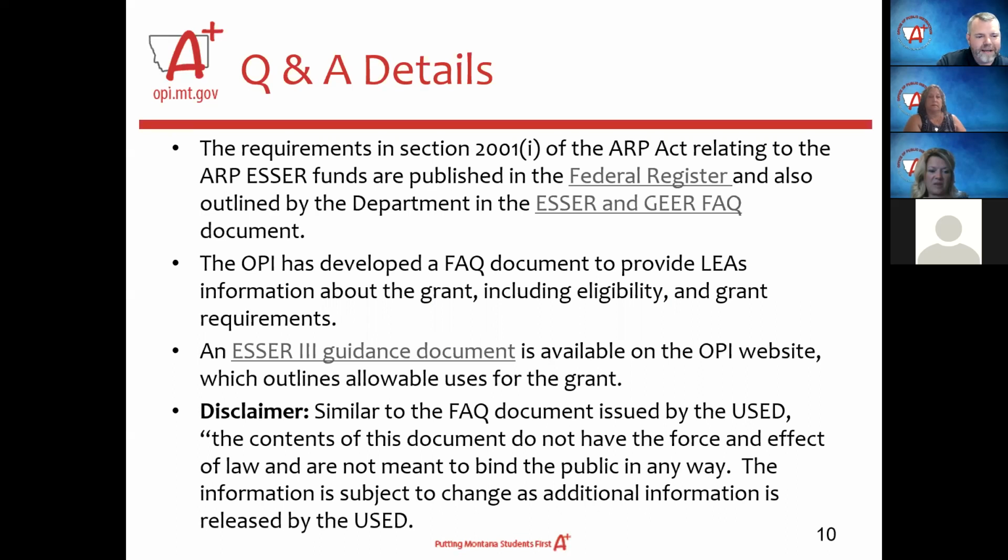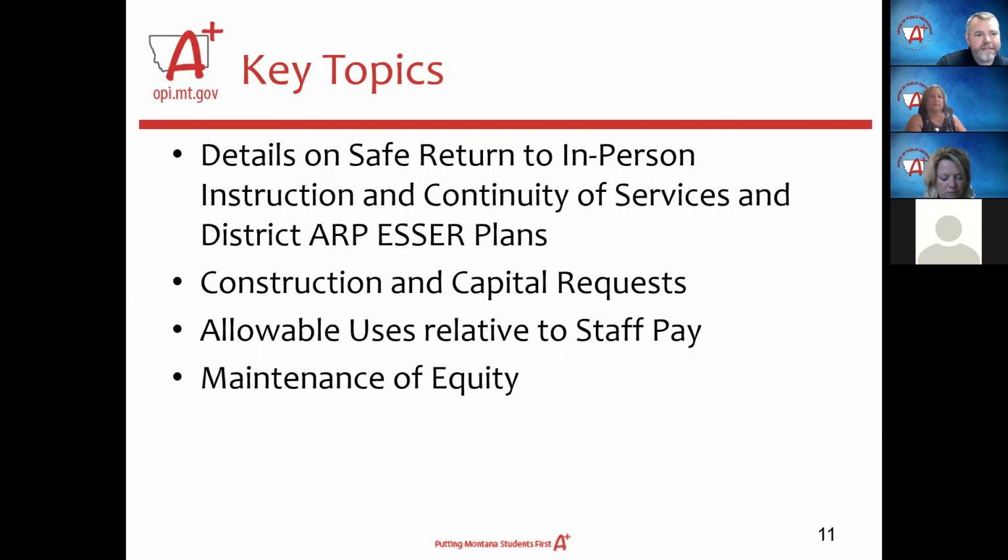We will just submit the disclaimer here, similar to the FAQ document that was issued by the Department of Ed. The contents of this document do not have the force and effect of law, and are not meant to bind the public in any way. The information is subject to change as additional information is provided by US Ed. Some of the key topics that we will be answering today are details on safe return to in-person instruction, continuity of service, and district ARP ESSER plans. We're getting lots of questions around construction and capital requests, so we'll spend some time chatting about that as well. Also allowable uses relative to staff pay, and the new maintenance of equity requirements.